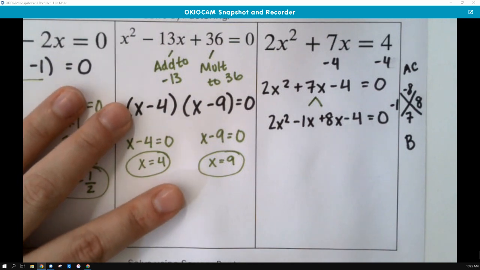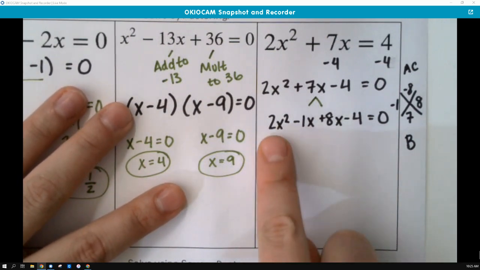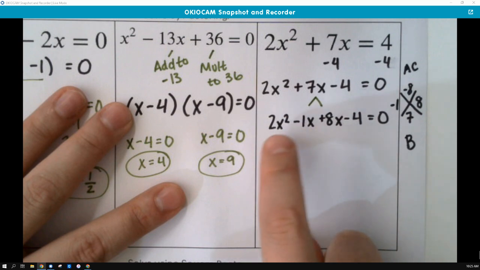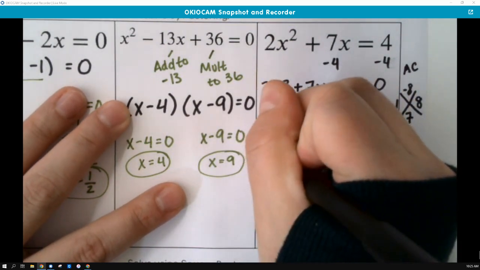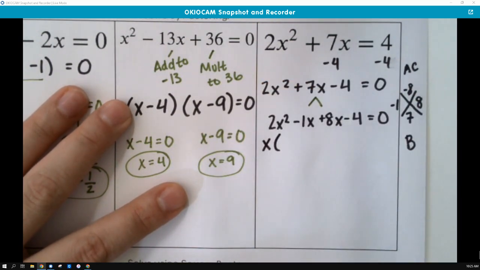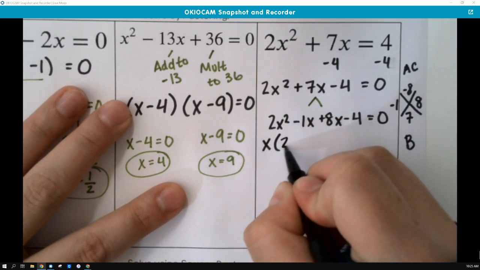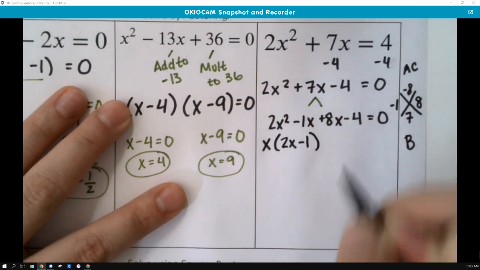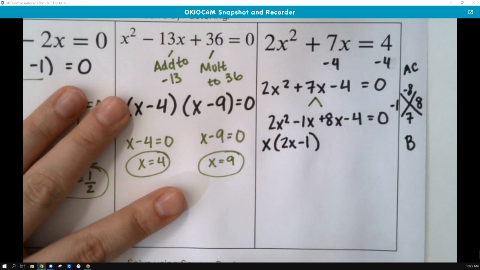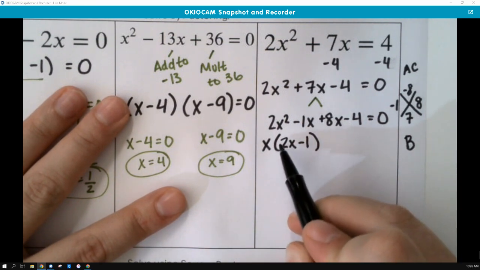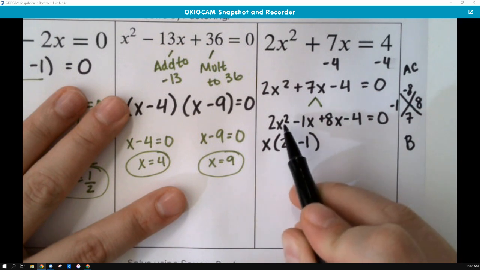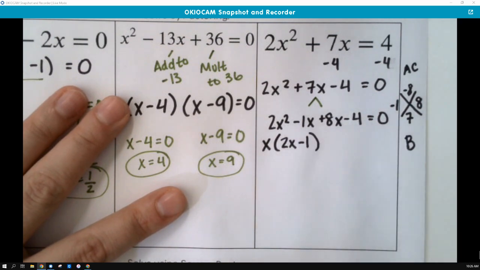All right, so now we factor by grouping. So out of 2x squared and minus 1x, we can just pull out an x. And that leaves behind 2x minus 1. Because I factored out the x, if I distribute it back in, it would be 2 times x times x, so that would be 2x squared. Negative 1 times x would be minus 1x.